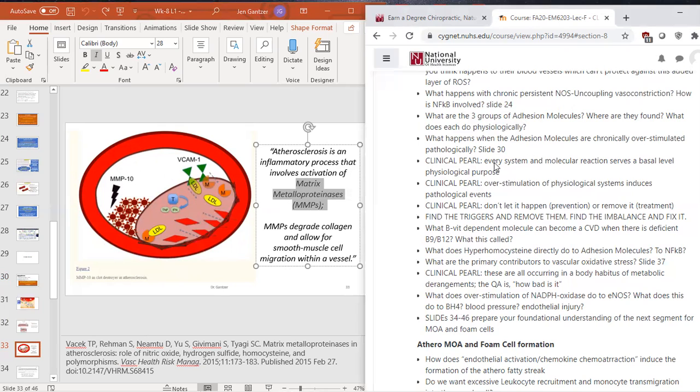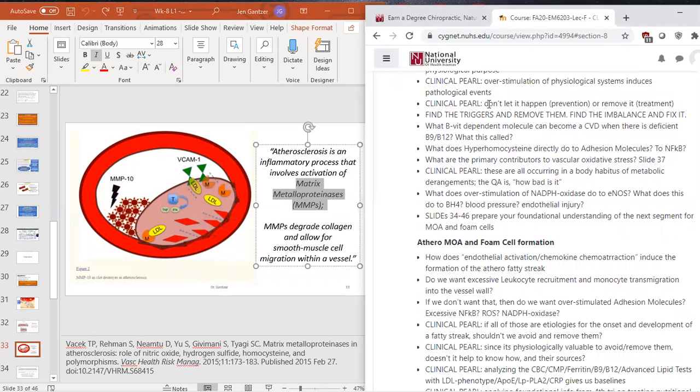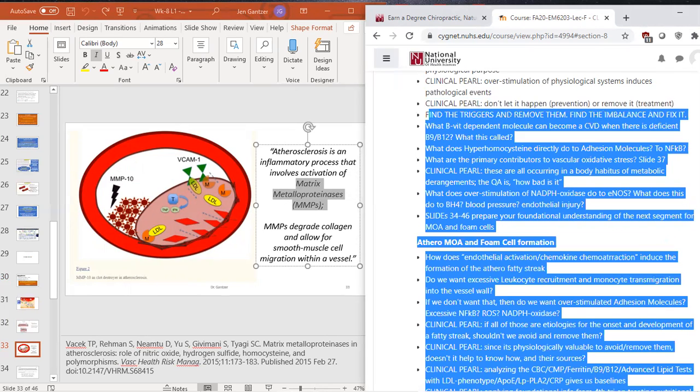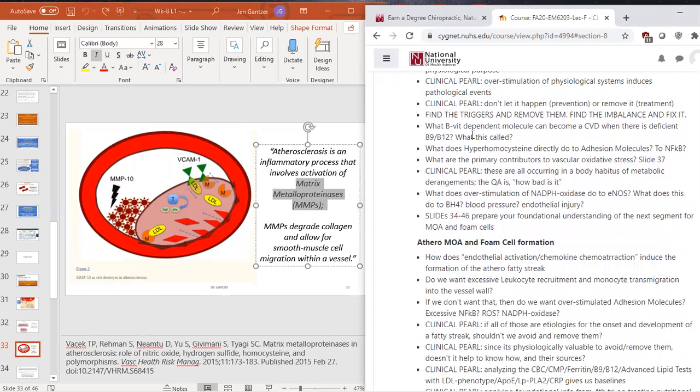All right, so slide 30, I directed you to. Every system and molecular service, yep, I said that, serves a physiological role. Overstimulation becomes pathological and aberrant. So you can either not let it happen, which is prevention, or you can remove it, which is treatment, right? So that is what we do with conservative care. Find the triggers, remove them, and find the imbalance and fix it.